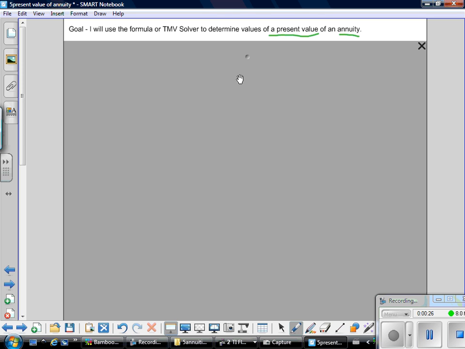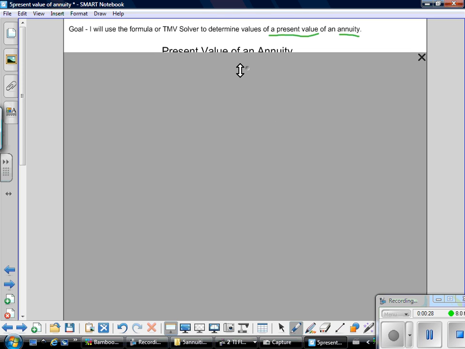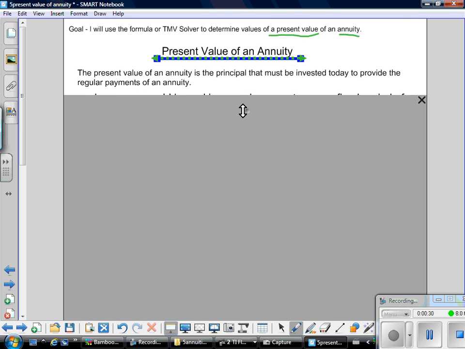And this is important because this is the way our world works in regards to borrowing money. So the present value of an annuity is the principal that must be invested today to provide regular payments of an annuity. So what's happening is you're putting in a big chunk of money right now, and then in the future you can take so much out of it a little bit at a time in most cases. So that's really what happens when we're talking about borrowing money.